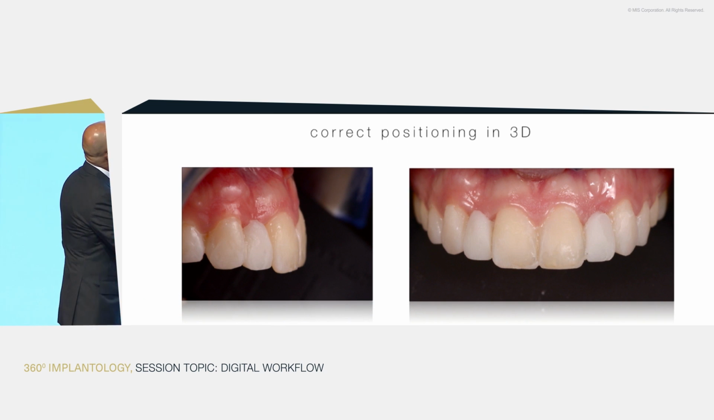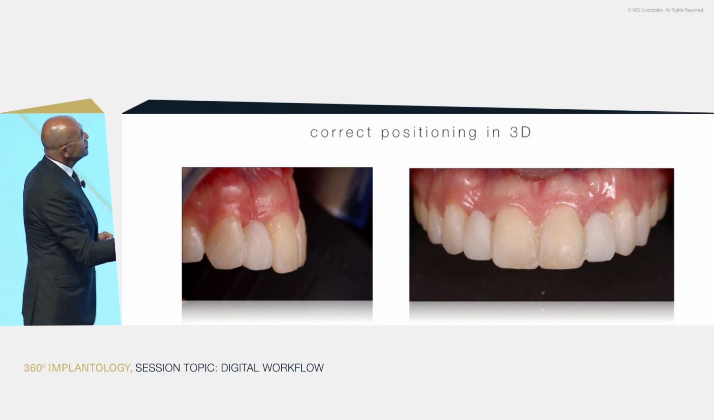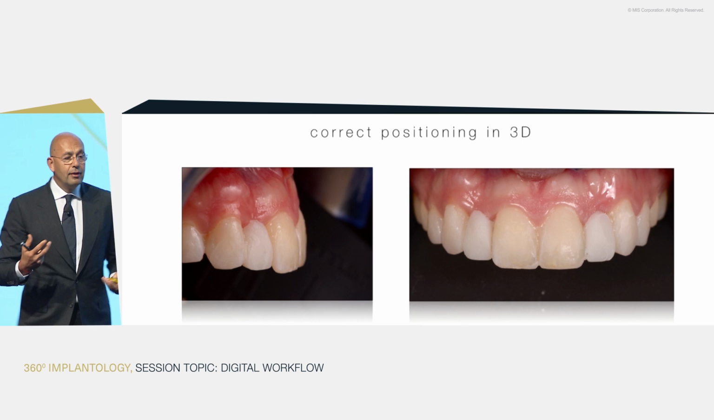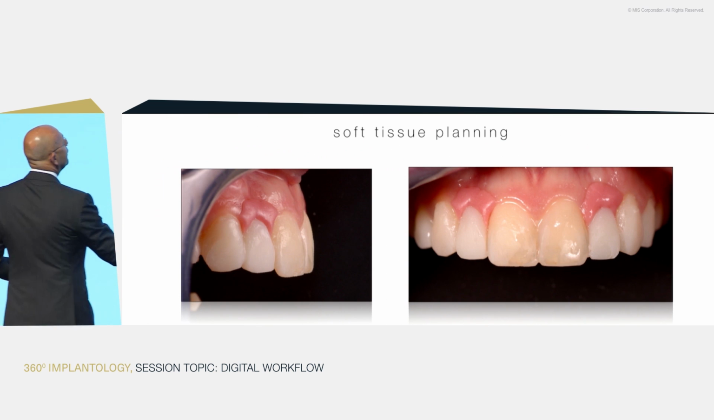But it has a nice contact with the soft tissue, but there's a deficiency here. So how do I cover it up? Simply with a pink composite.